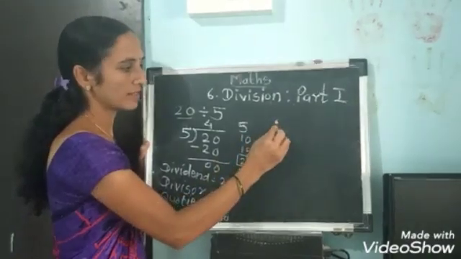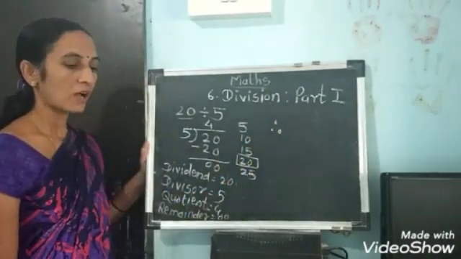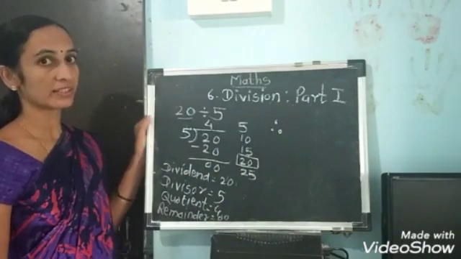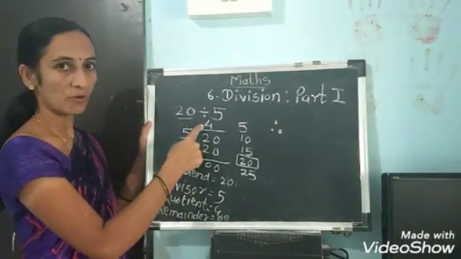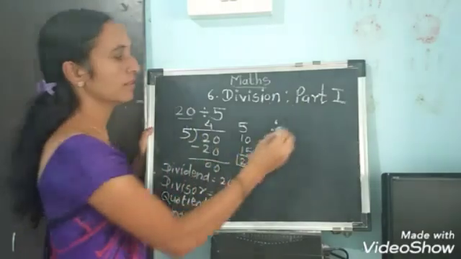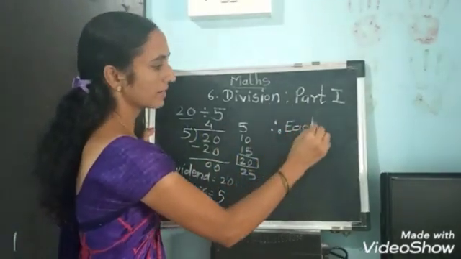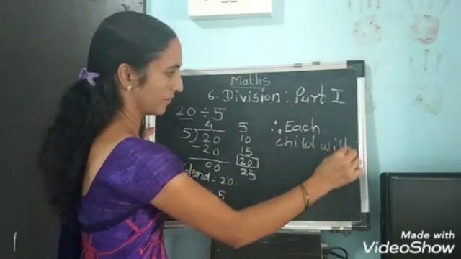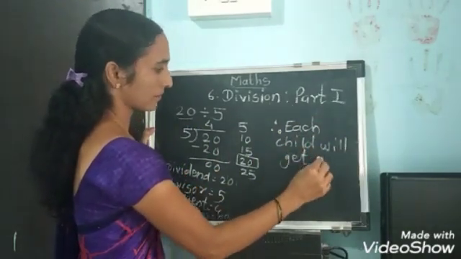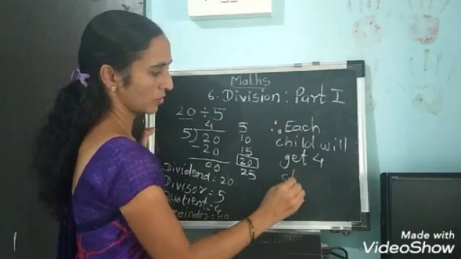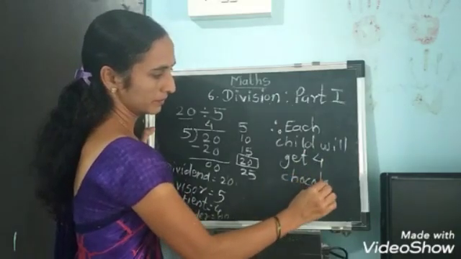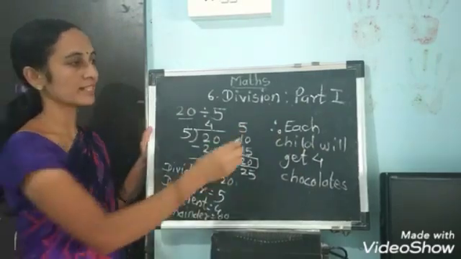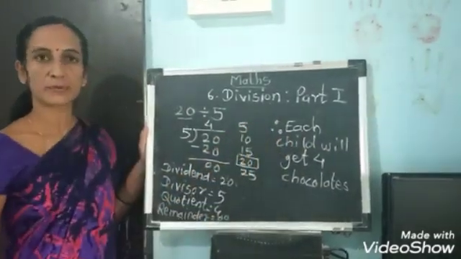Now, therefore, the answer. What is our question? How many chocolates does each child get? Each child will get 4 chocolates. It is a word problem, so you have to write using these 3 dots. 3 dots means therefore.